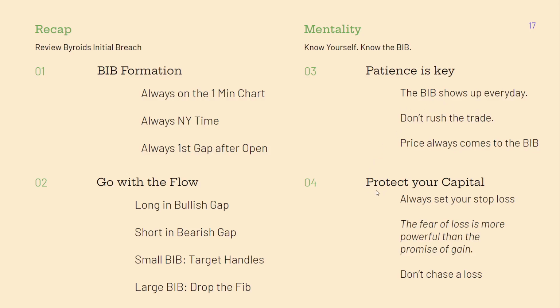Don't forget to protect your capital. This is important. Always set your stop loss. And never forget that the fear of loss is more powerful than the promise of gain. This is what leads to fear of missing out, or as some people say, FOMO. Don't let this fear grip you. The BIB is there every day. And don't chase your losses. As you see with our stop loss placements, losses are low and rewards are very high.